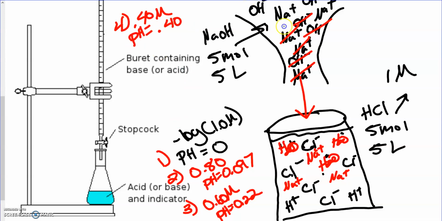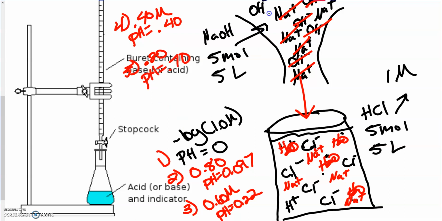Okay, continue on, add another sodium hydroxide. It's going to react with one of our hydrogens to form water and another sodium floating around. Okay, now we have 1 hydrogen out of 5, which gives us a molarity of our hydrogen to be 0.2, which again is going to give us a new pH of 0.7.